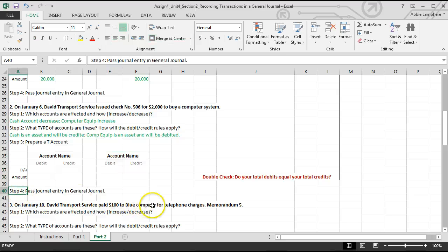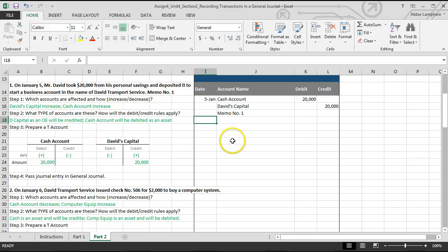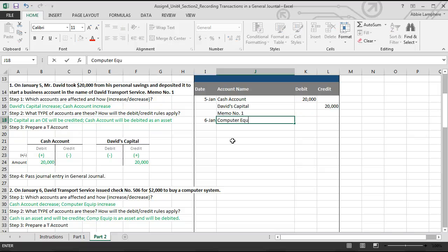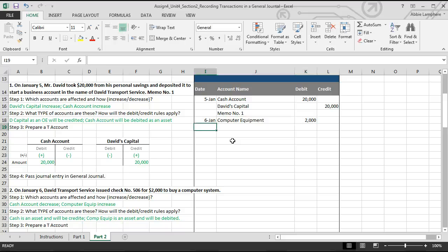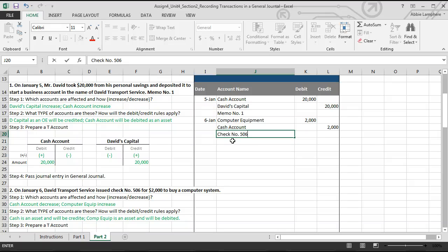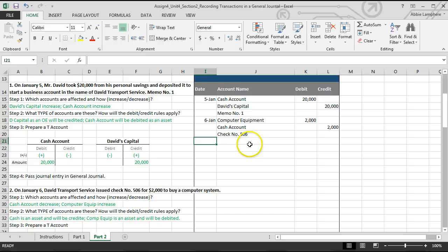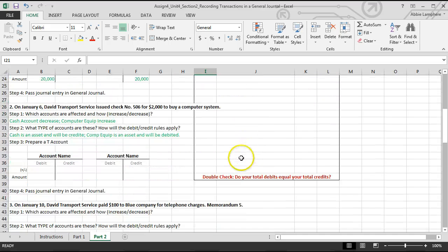Then we're going to pass the journal entry. And so on the next line available, say January 6th, our debit we said was computer equipment. And we debited that account for $2,000. We credited our cash account. We put that over in the credit column for $2,000. And this whole transaction was recorded on check number 506. And we're done. Okay, so I will leave the rest of these to you.